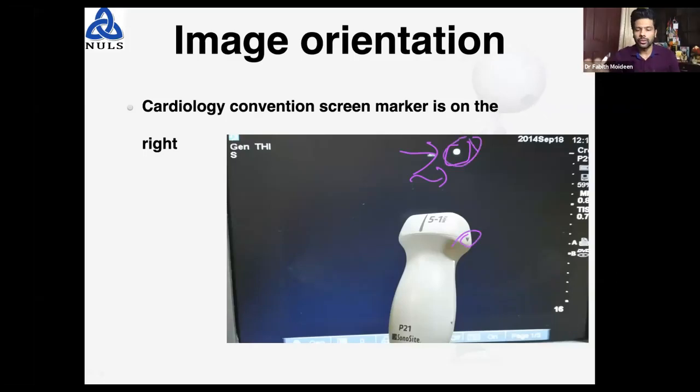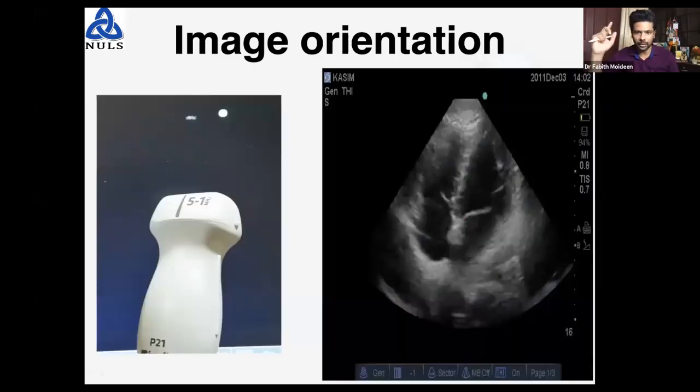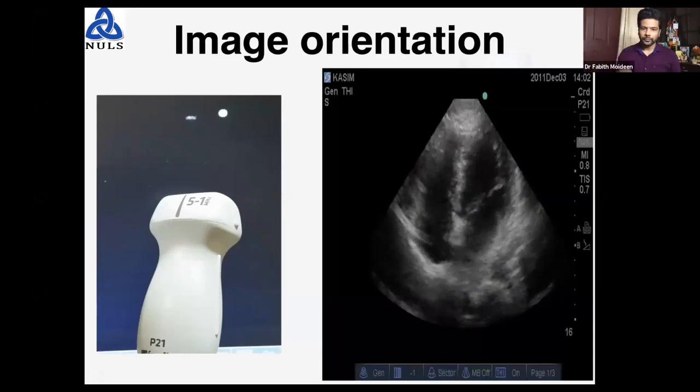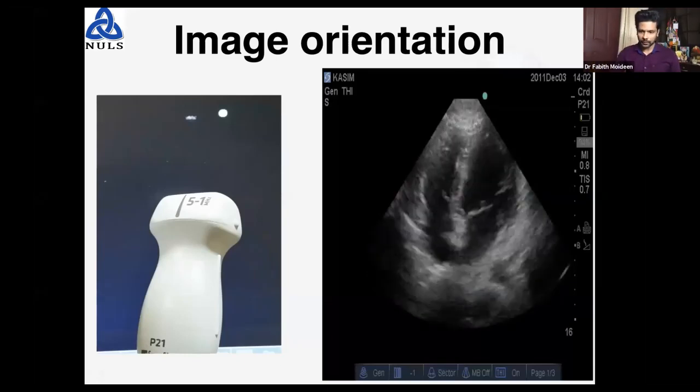So you don't have to worry much about why this mark goes to this side, or gynec people would like to keep the marker here. They want to see ultrasound like that. Okay, you can keep it here, you can keep it here. So it is basically the orientation, nothing else. It's all basically the same thing. All right, so that's about that.